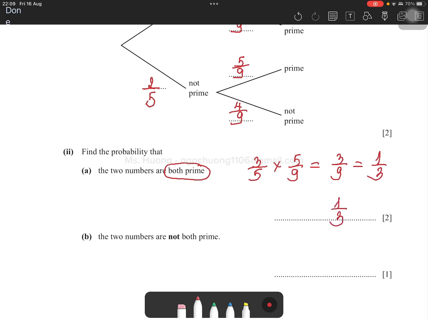B. The 2 numbers are not both prime. Do you see that this is the opposite of question A? So the probability of this will be 1 minus 1/3 equals 2/3.